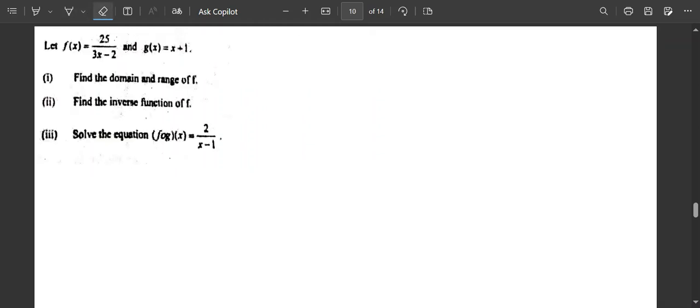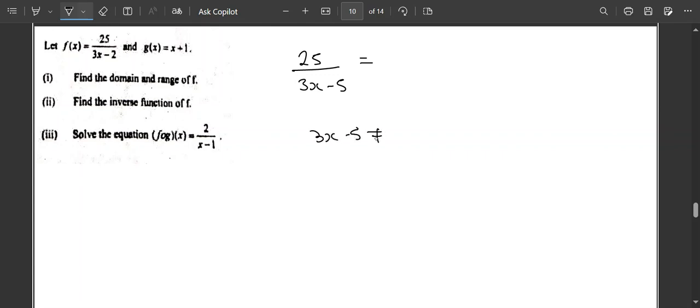Now be very fast to solve this one. We are told to let f of x be equal to this one, then g of x is equal to this one. Find the domain and the range. How do we find the domain? Very important thing. We don't want the denominator to be zero when you substitute for x. So you get this one, 3x minus 5, and let it not be equal to 0.